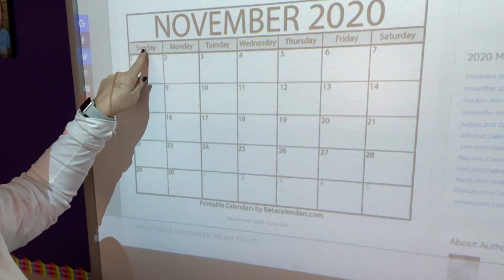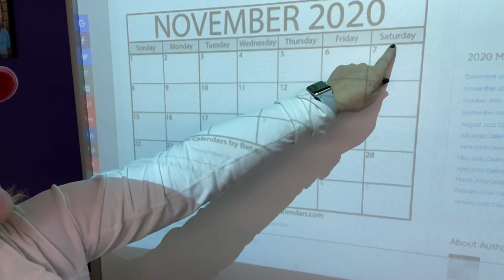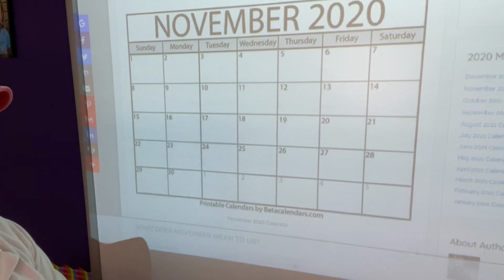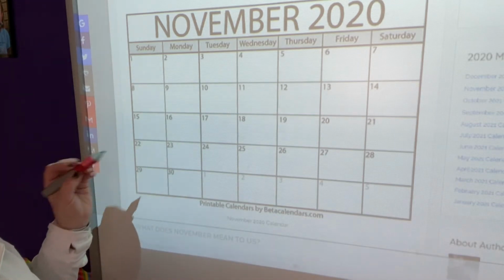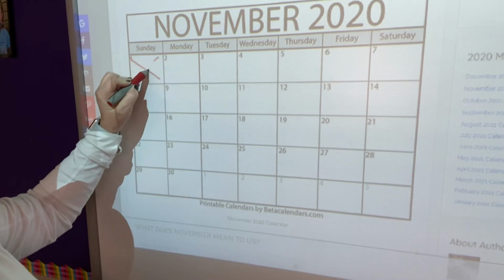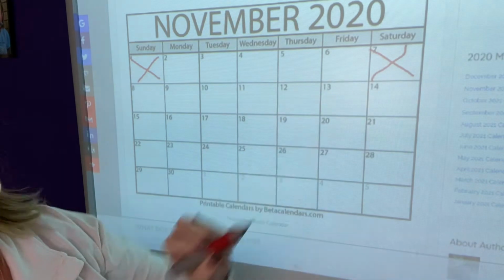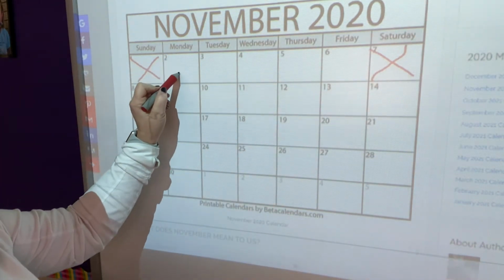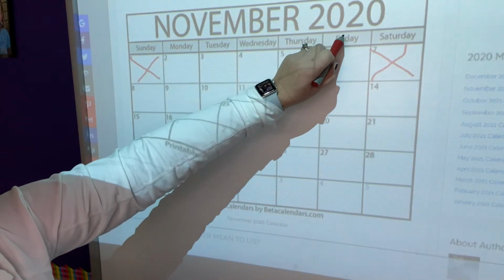So let's count them. 1, 2, 3, 4, 5, 6, 7. There are 7 days in a week. But do we come to school all 7 of those days? No. In a normal week, we do not come to school on Sundays or Saturdays. We never come to school on Sundays or Saturdays. But in a normal week, we come to school on Mondays, Tuesdays, Wednesdays, Thursdays, and Fridays.